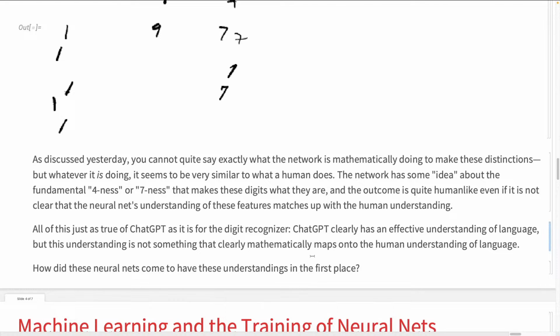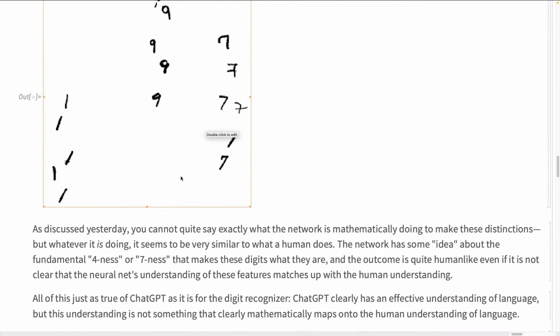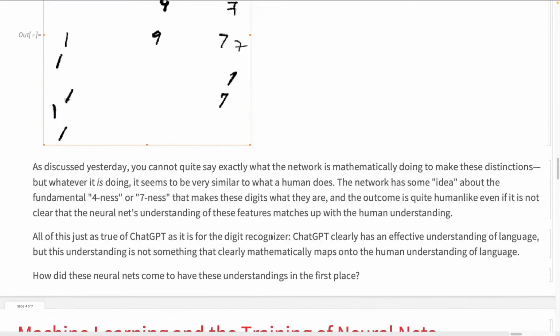It's not clear that what's going on inside that network maps neatly onto the human understanding of language. But the question is, if these neural nets have this understanding of, say, language or digit recognition or whatever else, how did they come to have that understanding, whether or not it actually maps onto human understanding?